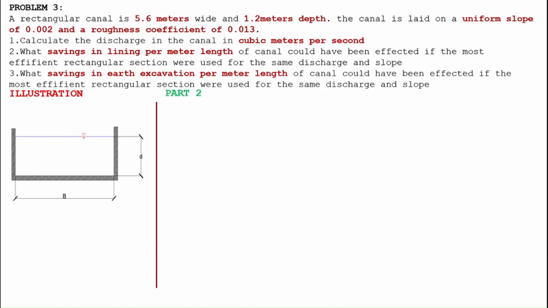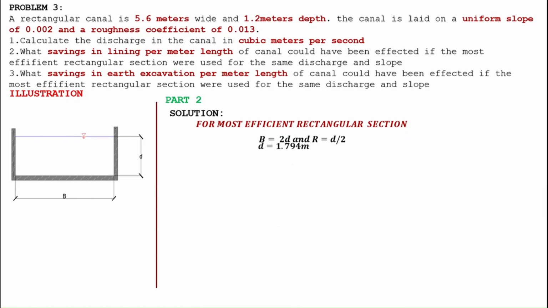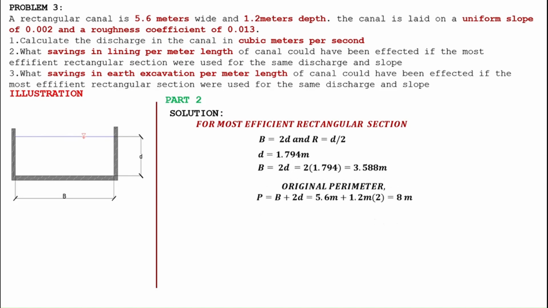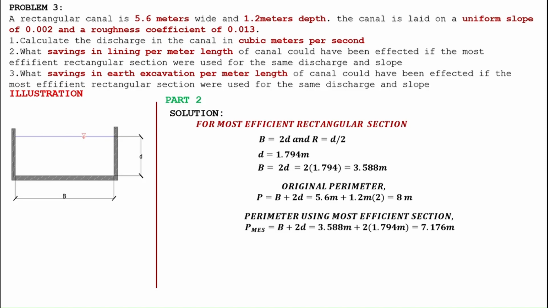Finally, we will compare original values to our most efficient section values. Since base is equal to 2d, we get base equal to 3.588 m. For our original perimeter, perimeter is equal to base plus twice the depth, or 5.6 meters plus 2 times 1.2 meters, or equal to 8 meters. For our perimeter using most efficient section, perimeter is equal to base plus twice the depth, or 3.588 meters plus 2 times 1.794 meters, or equal to 7.176 meters.